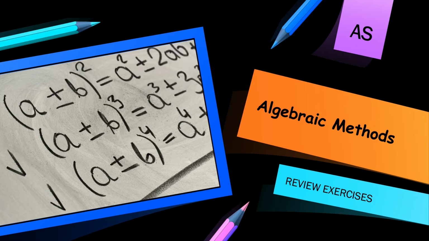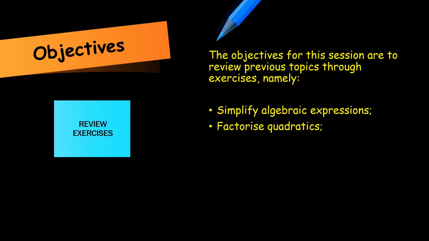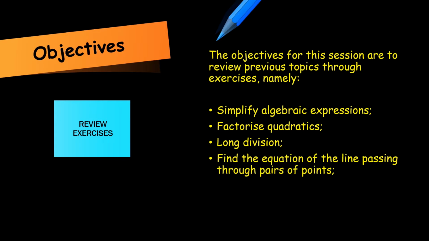Welcome to the session on algebraic methods. In this session, we will be looking at review exercises. The objectives for this session are to review previous topics through exercises, namely, simplify algebraic expressions, factorize quadratics, carry out long division, find the equation of the line passing through pairs of points, and complete the square for quadratics.